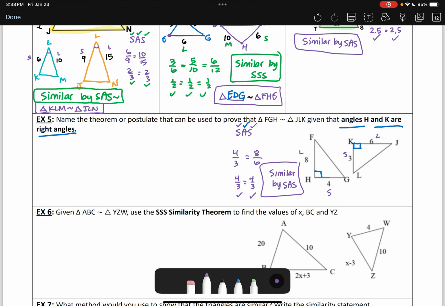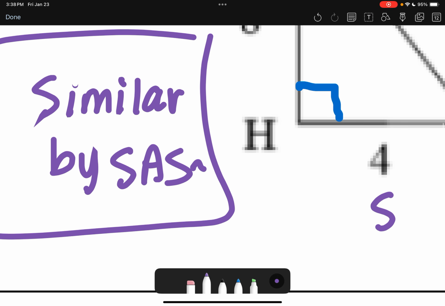So there we have it. The question here asked, name the theorem or postulate that can be used to prove the triangles are similar. We got it. It is SAS similarity theorem. So we'll go ahead and just write that little squiggly line that stands for similar.